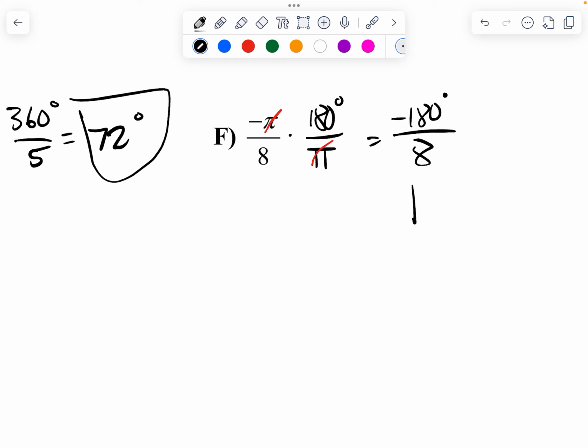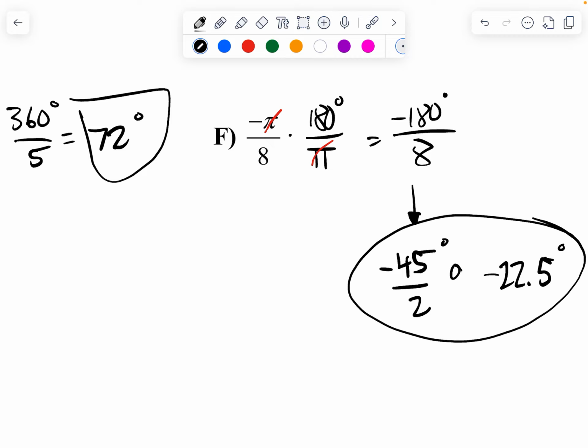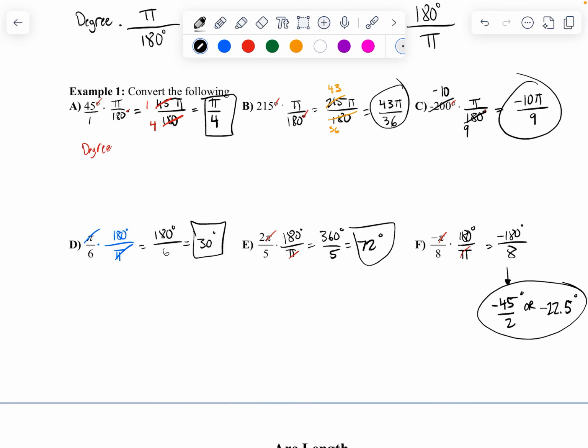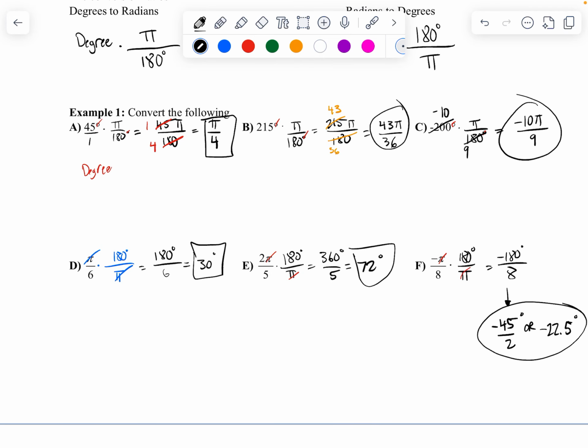Okay. Now this one, read your directions as to what your answer is requiring. This is not going to simplify nicely. This is going to be negative 45 halves when it simplifies. It's still a degree value, right? You could leave it as a fraction. Typically in degrees, though, we usually use decimals, so you can say negative 22.5 degrees. Either or statement for that one. But that's conversions in a nutshell.